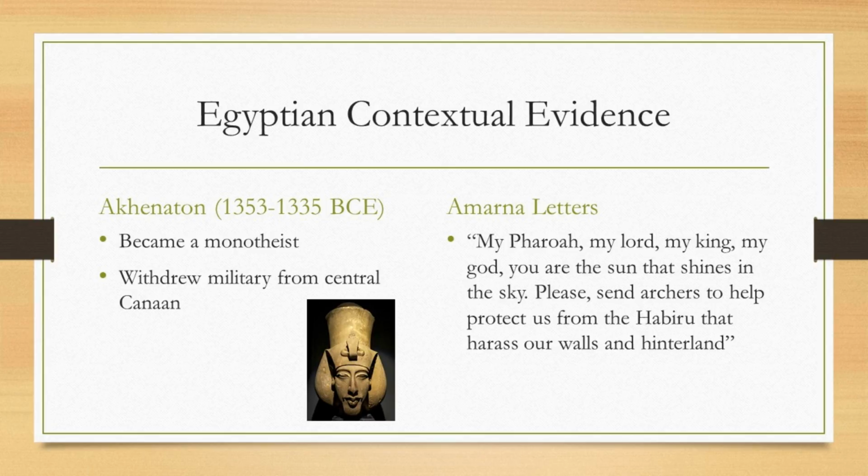And essentially what they're saying is this: my Lord, my King, my God. And you've read this all in articles already about how the lower kings of Canaan would really kind of grovel at the feet of the Pharaoh. Please send archers, they said, to help protect us from the Habiru that harass our walls and hinterlands.